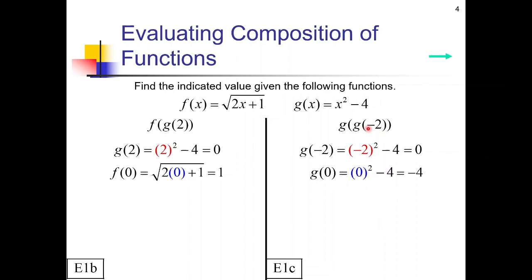So we only did two functions here, but just so you know, you can actually do more than two. You can actually do as many as you want. You just have to spell out what you're plugging in where.